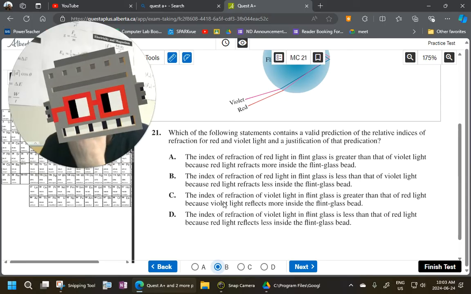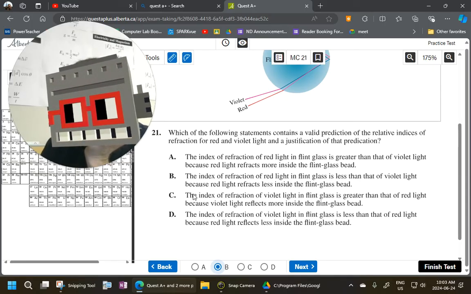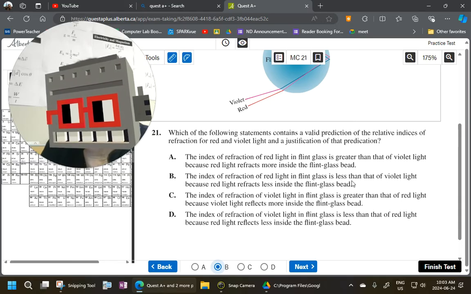Okay, I don't like D or A. What's the difference between B and C? Okay, let's double check this here. The index of refraction of red light is less than violet because red refracts less. I kind of like C as a better explanation. It's greater more because it refracts more. There's a bigger angle of refraction.